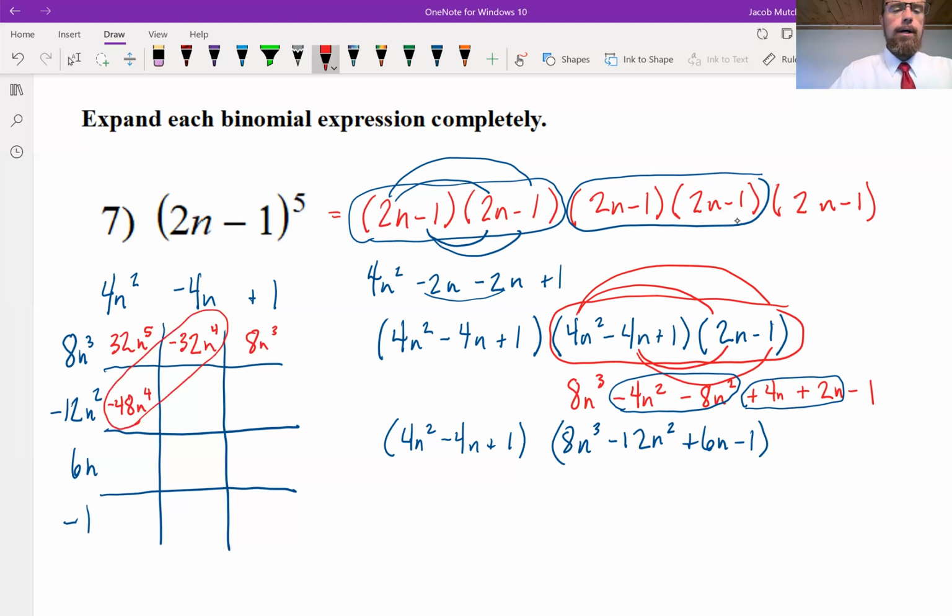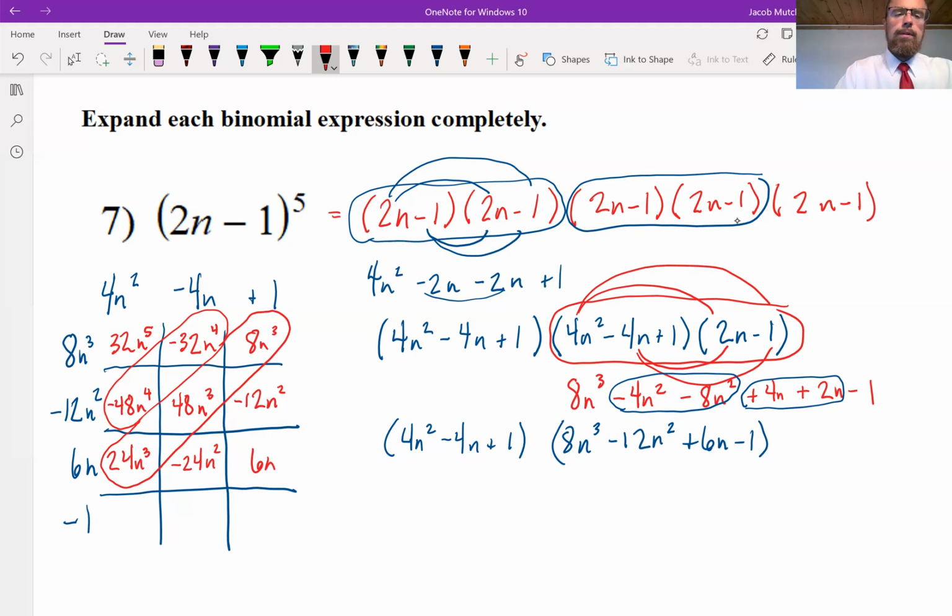So again, the table helps us to organize our data. Negative 12n squared times negative 4n is positive 48n cubed. And then negative 12n squared times 1, negative 12n squared. Row 3, 6n times 4n squared, 24n cubed. And just like with my powers of 4, my powers of 3 are aligned in the diagonal. 6n times negative 4n is negative 24n squared. 6n times 1 is 6n. And my last term is negative 1.